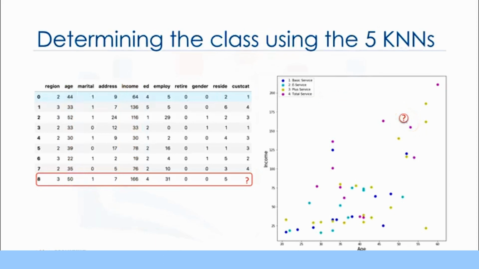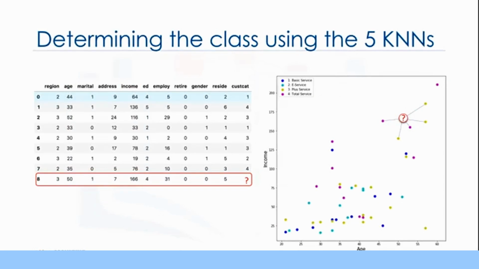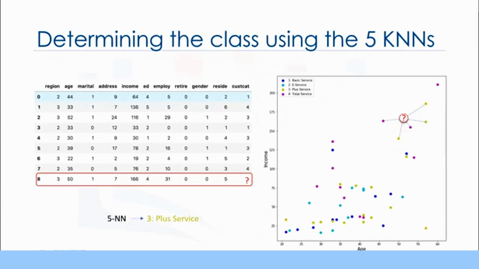Now, let's look at our scatter plot again. Rather than choose the first nearest neighbor, what if we chose the 5 nearest neighbors and did a majority vote among them to define the class of our new customer? In this case, we see that 3 out of 5 nearest neighbors tell us to go for class 3, which is plus service. Doesn't this make more sense? Yes, in fact, it does. In this case, the value of k in the k-nearest neighbors algorithm is 5. This example highlights the intuition behind the k-nearest neighbors algorithm.